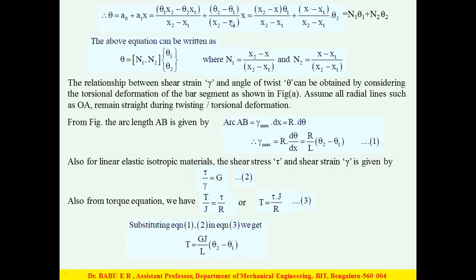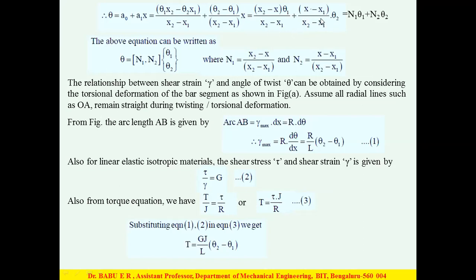We know the value of theta. Theta is x2 minus x by x2 minus x1 into theta 1 plus x minus x1 by x2 minus x1 into theta 2. Now you differentiate that with respect to x. When you differentiate, x2 is constant, so its derivative is 0. Differentiation of x is 1, so I'll get minus theta 1 by x2 minus x1 plus theta 2 by x2 minus x1. So we get minus theta 1 plus theta 2 by x2 minus x1, which we can write as theta 2 minus theta 1 by x2 minus x1.